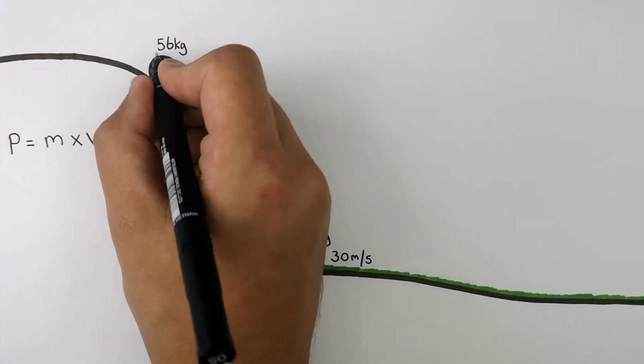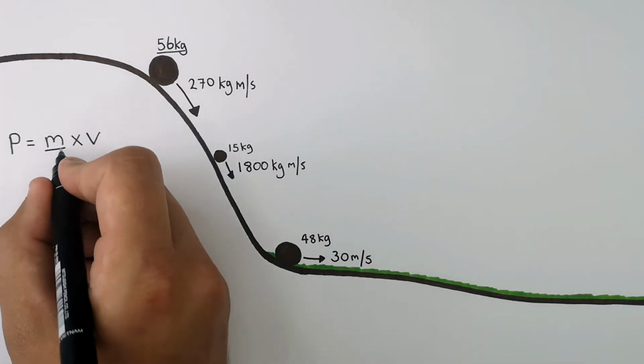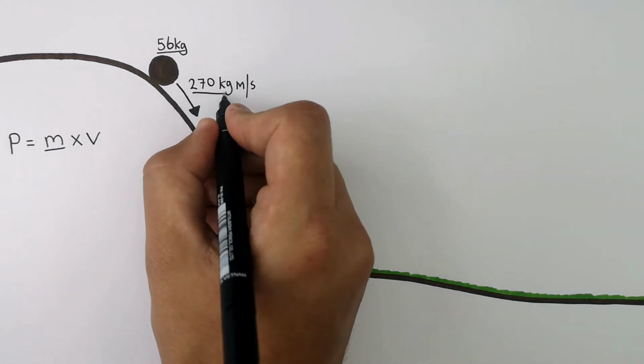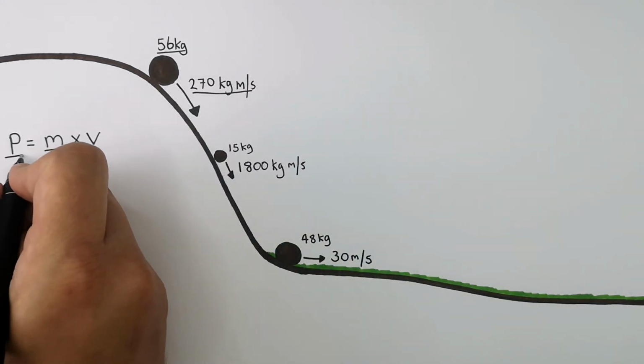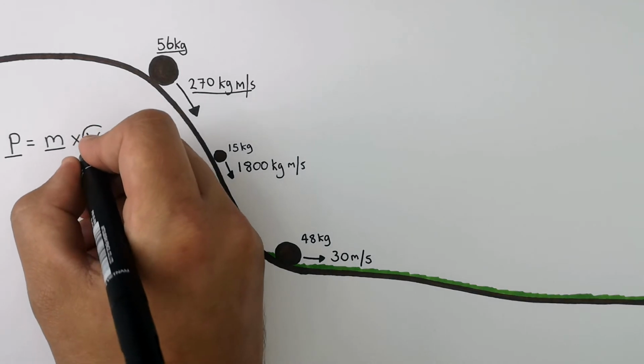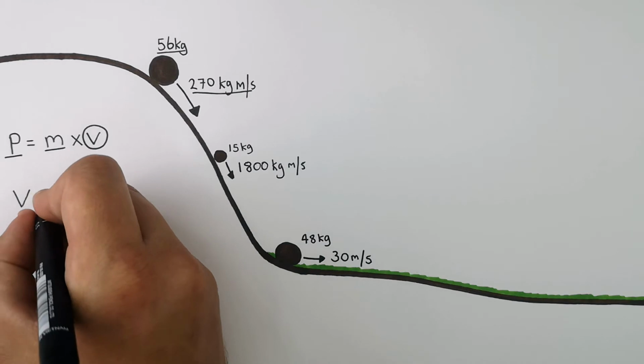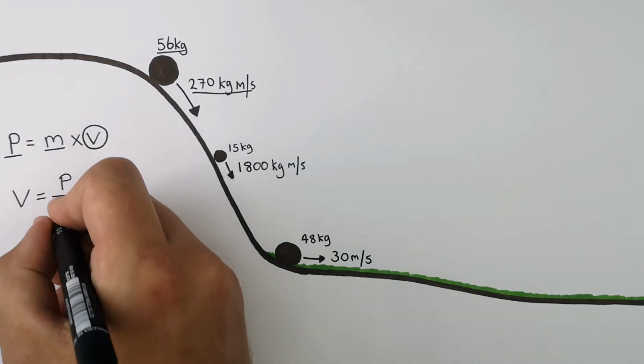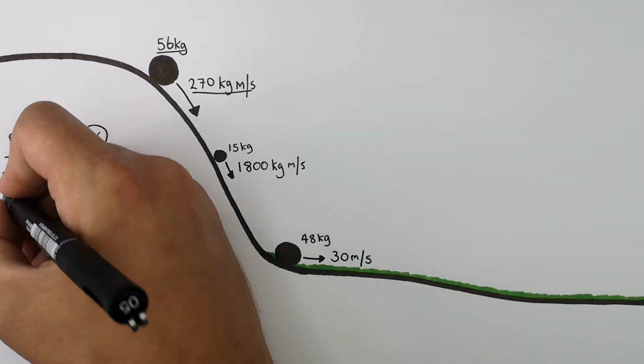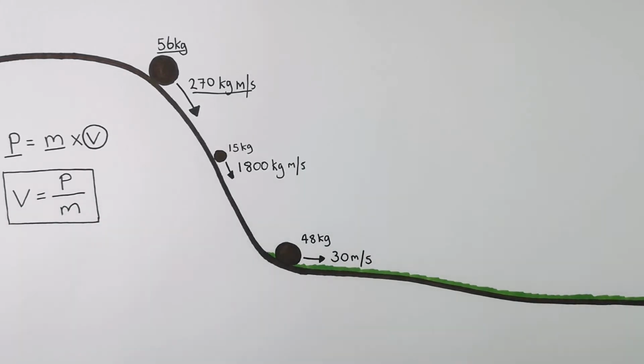For the rock at the top, we've got a mass of 56 kg, and we've got the rock's momentum of 270 kilogram meters per second. So we can use this to calculate the velocity of the rock. So you rearrange for v. v equals p divided by m. Velocity equals momentum divided by mass.